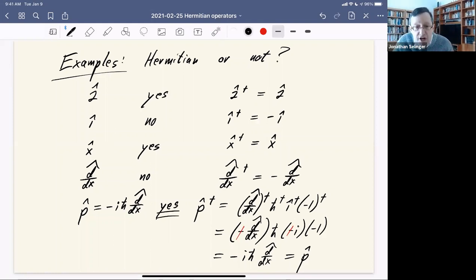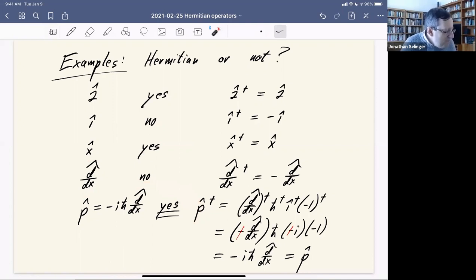And that's good. It's good because momentum is an observable quantity, and I claimed to you before that any observable quantity has to correspond to a Hermitian operator. So this is a nice example of that. Position is one observable and momentum is another observable, so these things both correspond to Hermitian operators.